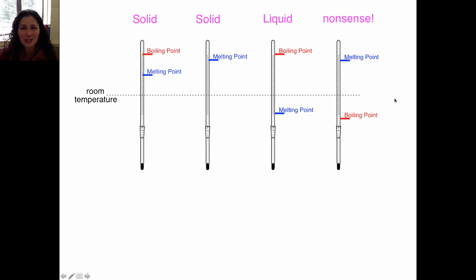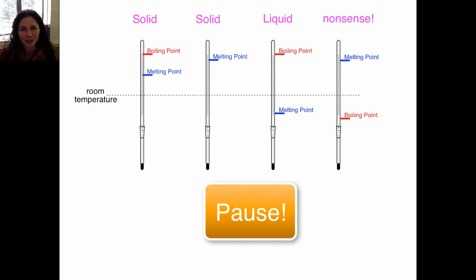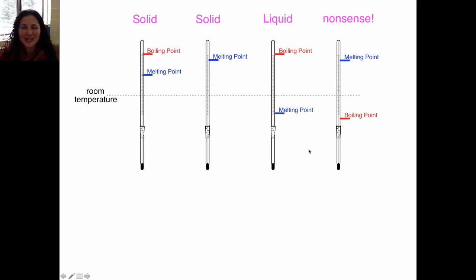You should always expect the melting point to be a lower temperature than the boiling point. Pause the video here and try to complete the rest of the question before moving on. I'd like to explain what the attractions are briefly.